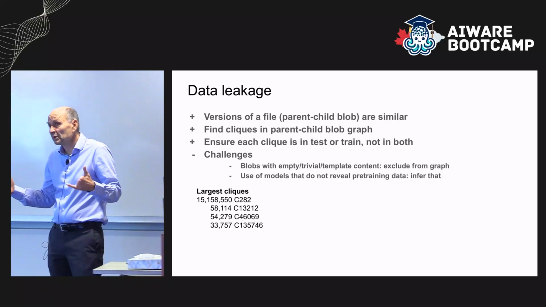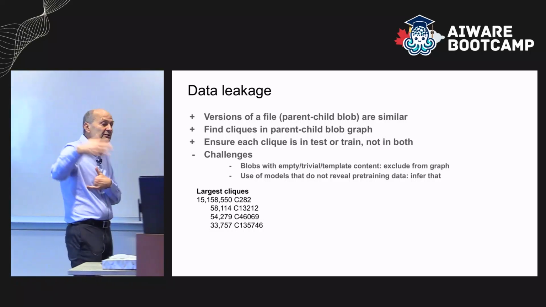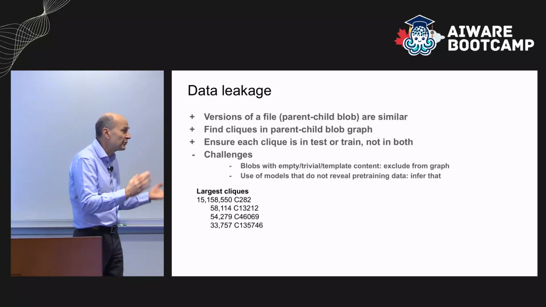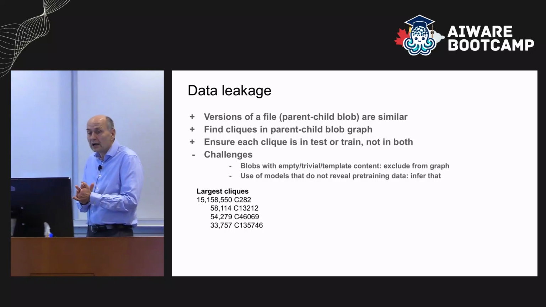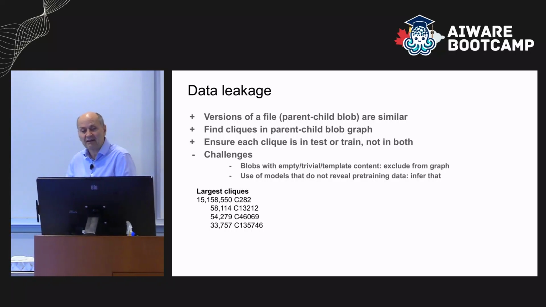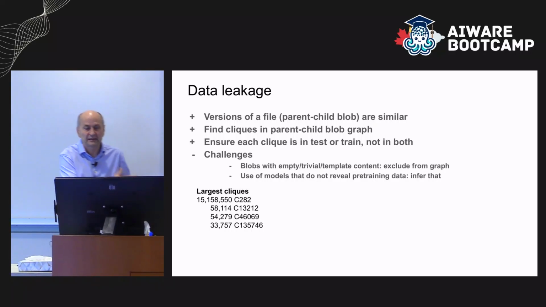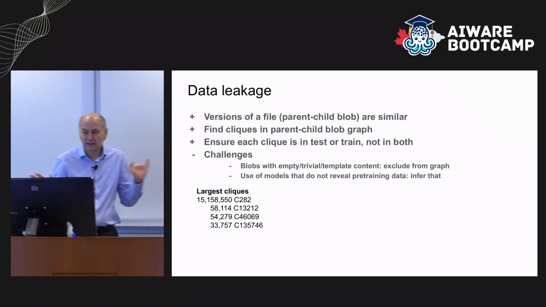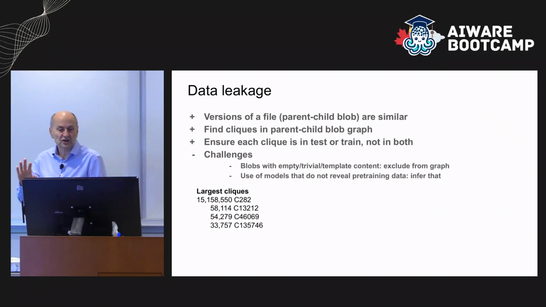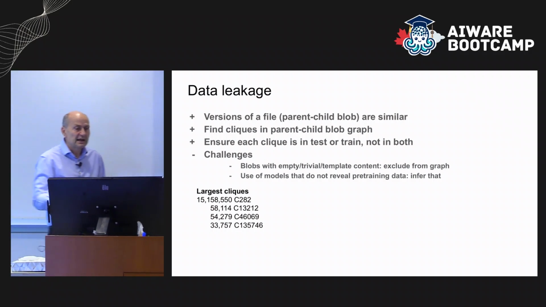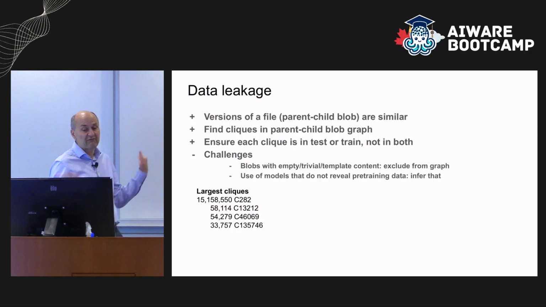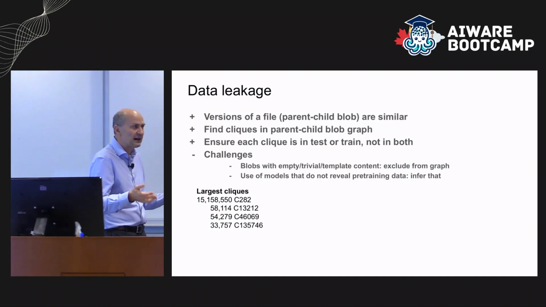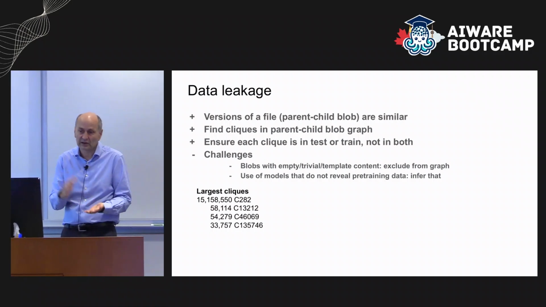Obviously, there are a lot of simple blobs. People start with an empty file and construct stuff, or people start with a template and then modify that template to create their website, for example. So there are lots of blobs that have a lot of descendants or parents. We can exclude them from the graph. For example, if we exclude blobs that have more than 10 children or parent blobs, the largest cluster still has like 15 million blobs. That's a lot. That's probably some Linux files. I need to investigate that.